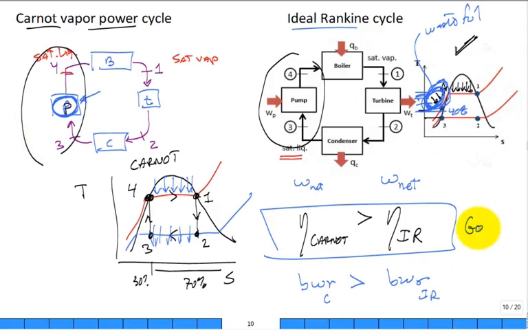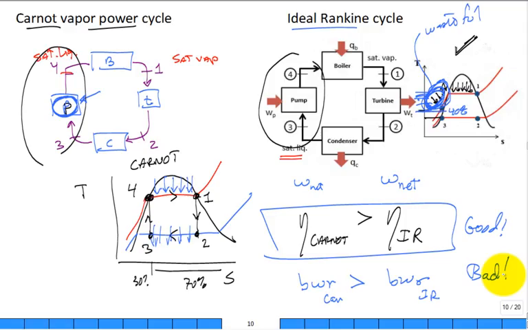So this was good, having a better, higher thermal efficiency. How about the Carnot having a higher back work ratio? Bad. Terrible. And the back work ratio is significantly higher, even in this theoretical device cycle called the Carnot cycle. What about the work net?